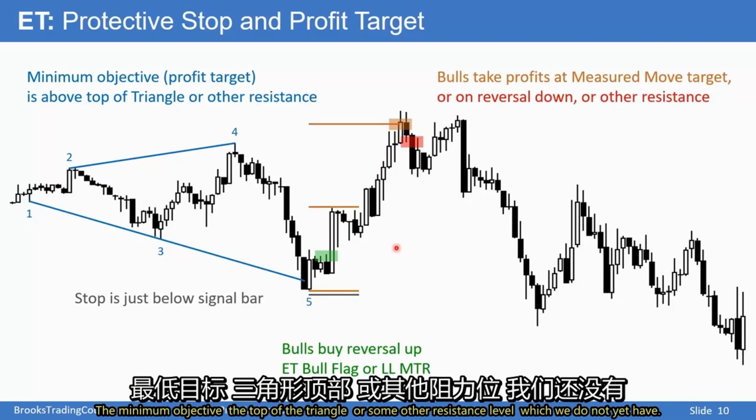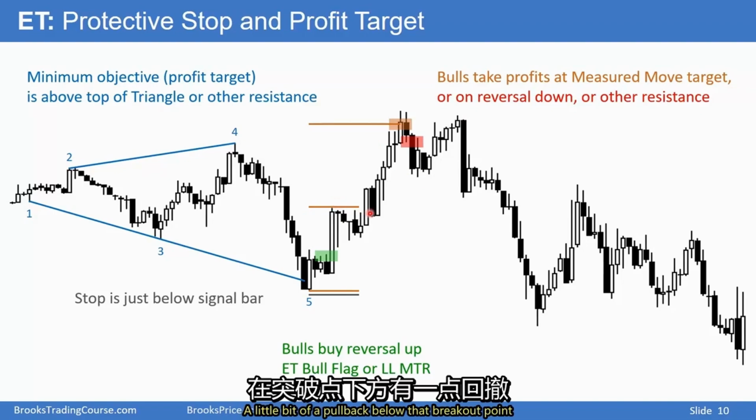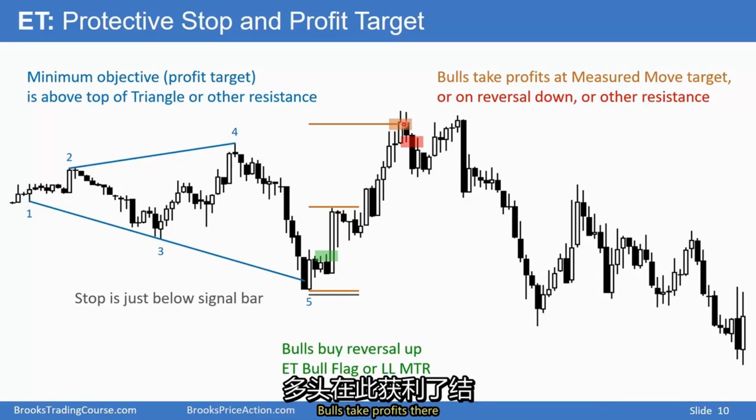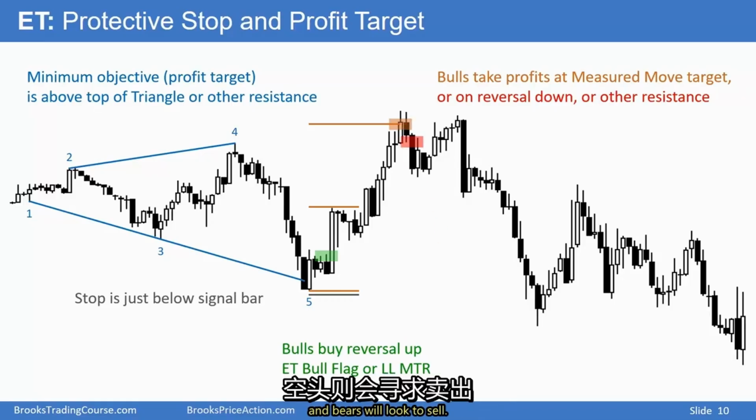You can always look for measured moves, a very strong first leg up, a little bit of a pullback below that breakout point, but still a possible negative gap that could lead to a measured move, which it did. Bulls take profits there, or they'll take profits on the reversal down, and bears will look to sell.